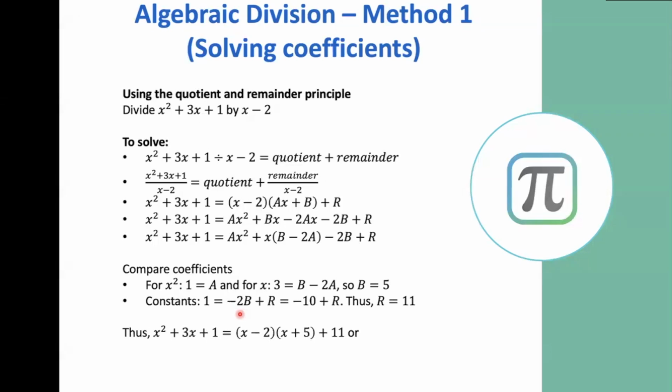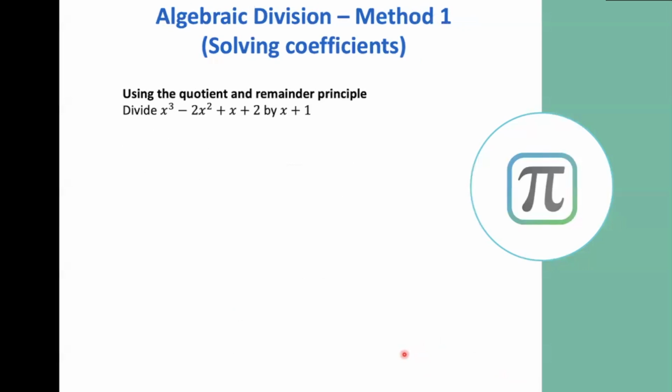Thus, if we divide our polynomial by x plus 1, we get a quotient of x plus 5 and a remainder of 11, which we can also write in this format.